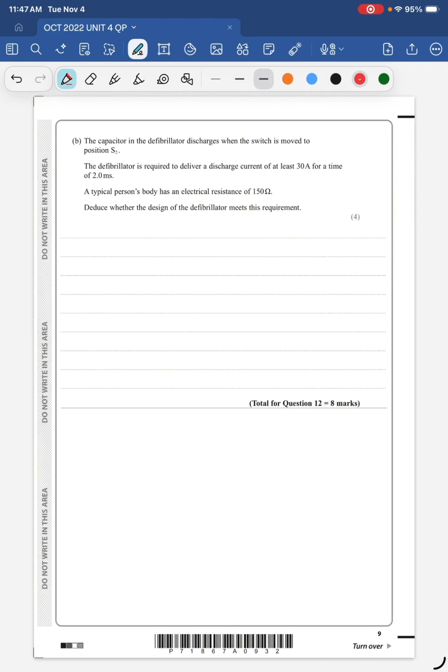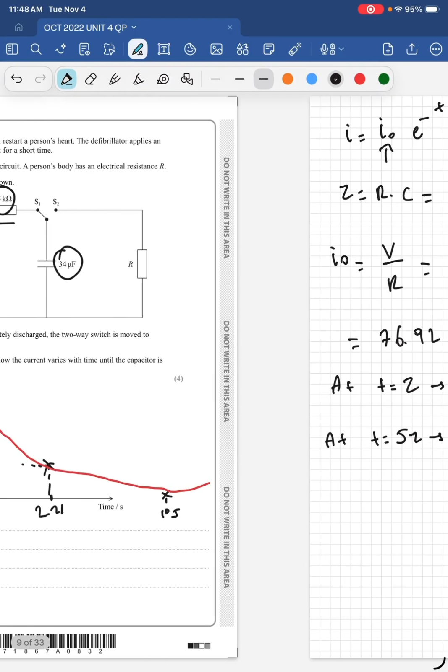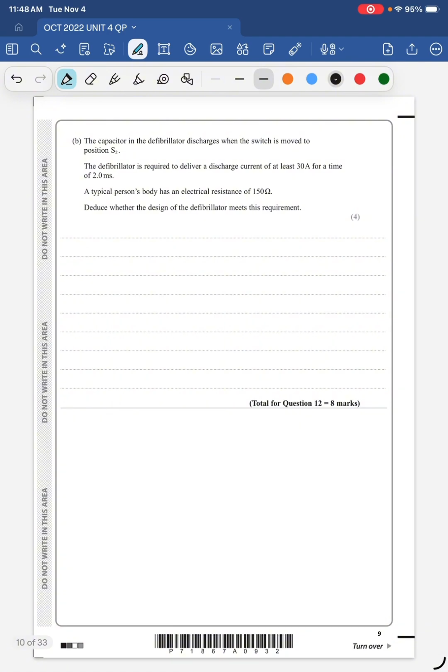Moving on to B. The capacitor in the defibrillator discharges when the switch is moved to position S2. The defibrillator is required to deliver a discharge current of at least 30 amps for a time of 2 milliseconds. A typical person's body has an electrical resistance of 150 ohms. Deduce whether the design of the defibrillator meets the requirement.